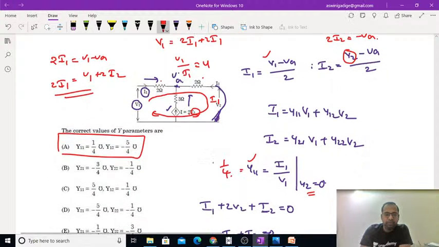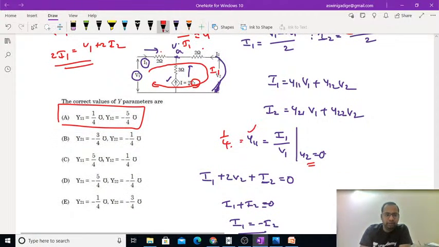Then you need not find out Y12 separately. Okay guys, fine. Based upon these options, Y11 equal to 5 by 4 is wrong. So A is correct and C is wrong. Next we have to try to find out Y21 and Y22.